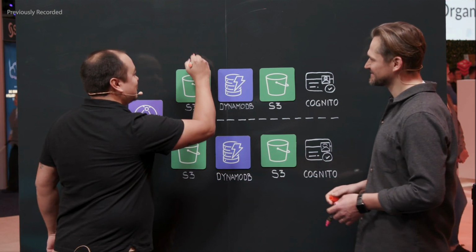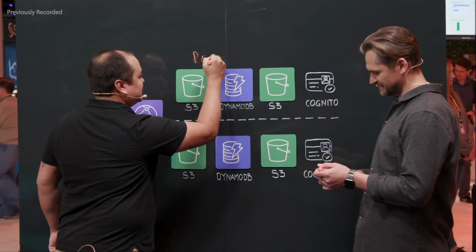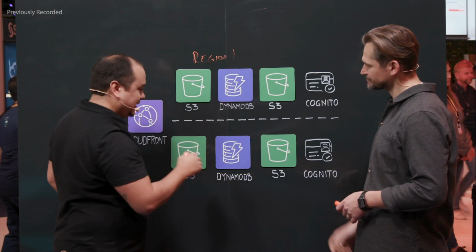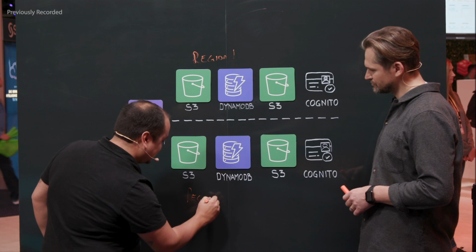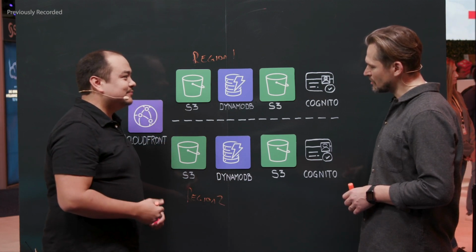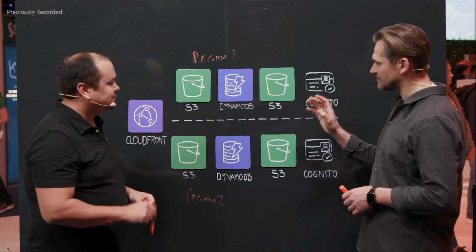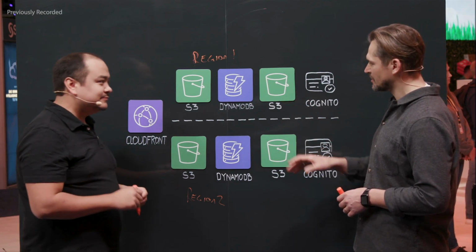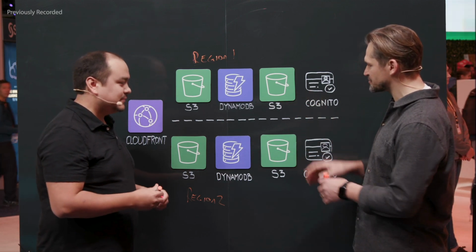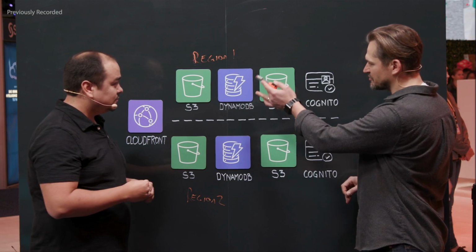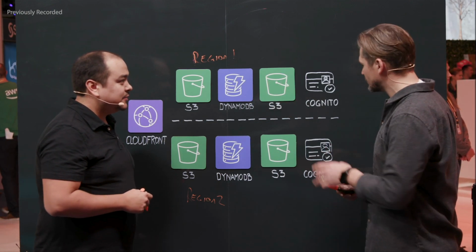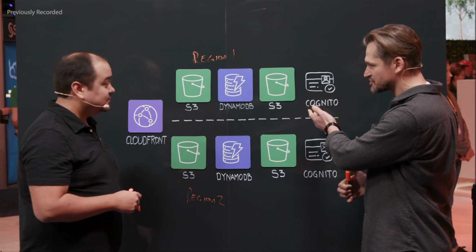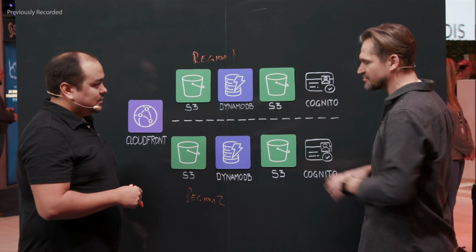I'll call it a primary region or region 1, and a secondary region, region 2. All right, so you say it's an N-tier multi-tier application. Two things I want to look at, actually three things, which is right here. We have a key value store layer, an object storage layer, and an identity layer with Cognito. So what happens in terms of multi-regional application here?